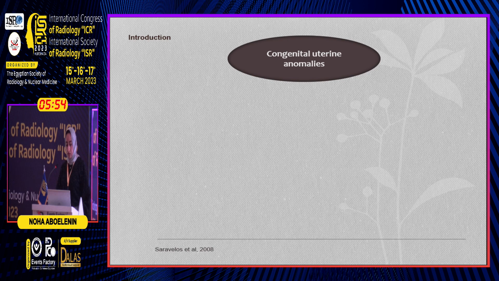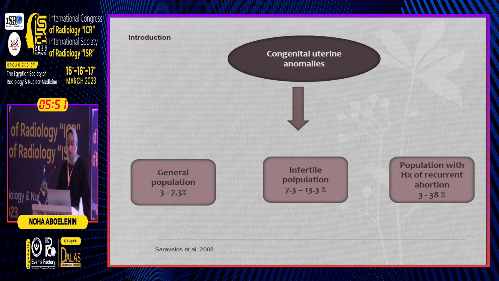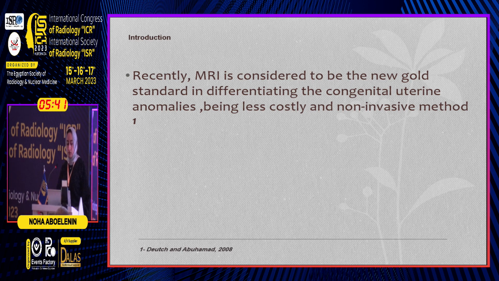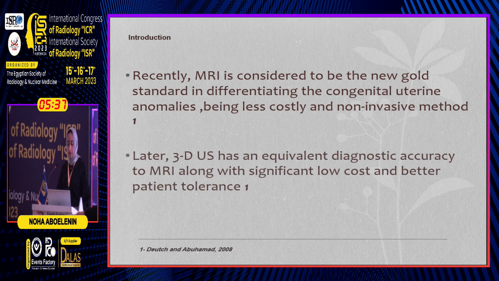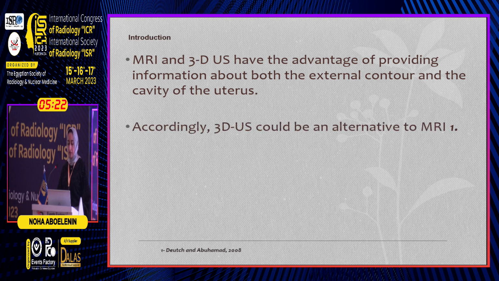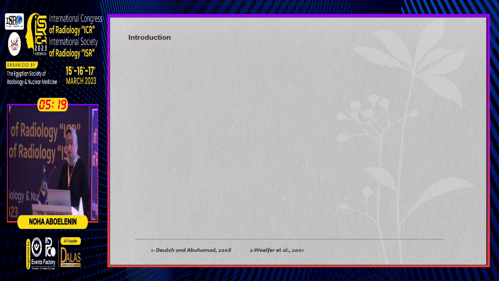Introduction. Congenital uterine anomalies represent 7.3% of the general population, 13.3% of the infertile population, and up to 38% of the population with a history of recurrent abortion. Recently, MRI is considered to be the new gold standard in differentiating the congenital uterine anomalies, being a less costly and non-invasive method. Later, 3D ultrasound was found to have an equivalent diagnostic accuracy to MRI along with significantly lower cost and better patient tolerance. MRI and 3D ultrasound have the advantage of providing information about both the external uterine contour and the cavity of the uterus. Accordingly, 3D ultrasound could be an alternative to MRI.